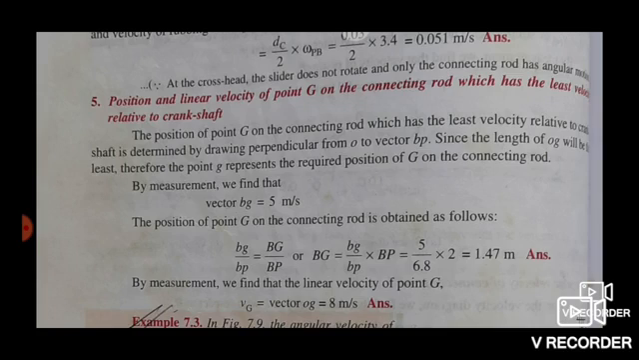By measurement, we find that vector BG equal to 5 meter per second. The position of point G on the connecting rod is obtained as follows: BG by BP equal to BG by BP, BG equal to BG by BP into BP. So this comes 1.47 meter. And by measurement, we find that the linear velocity of point G, V_G equal to vector OG, that is 8 meter per second.